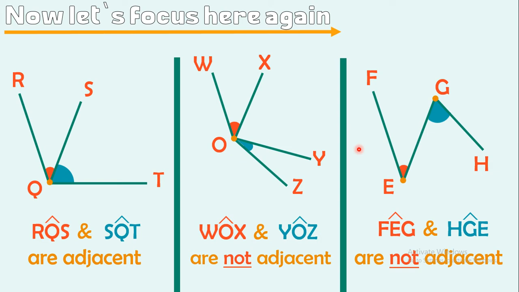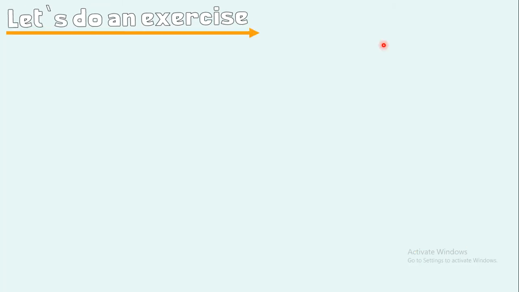Let's move to the final figure. Angles FEG and HGE have a common side in between them, EG. This is the common side in between them; we can name it GE or EG. But they don't have a common vertex. The first vertex here is E, and the second vertex here is G. That's why they are not adjacent angles. Let's do an exercise.